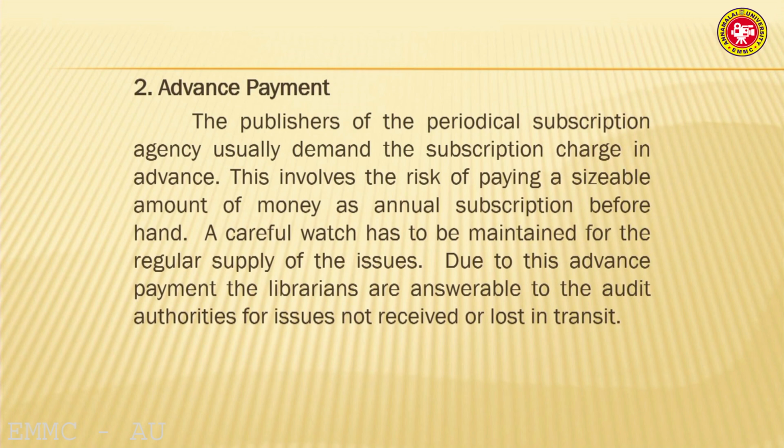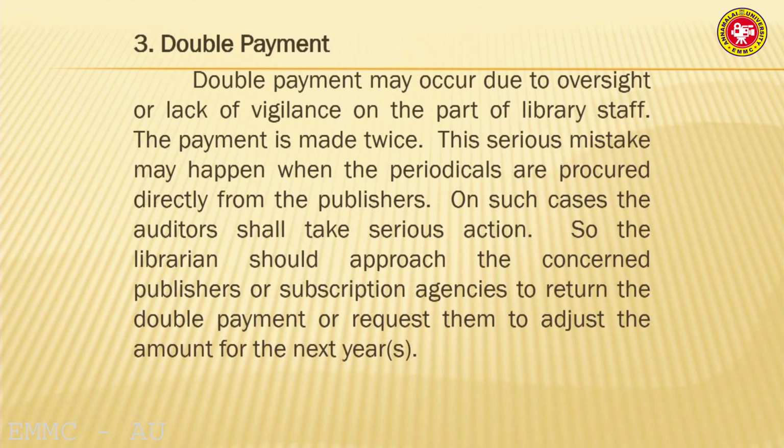Sometimes, due to the advance, the library is answerable. We have already sent the payment, but we have not received the periodical journals. So it creates some problems in the audit. That is the advance payment. The third one is double payment. Due to oversight and lack of vigilance, we send double payment for the same periodical to the same publisher. That creates a problem. It is called double payment.